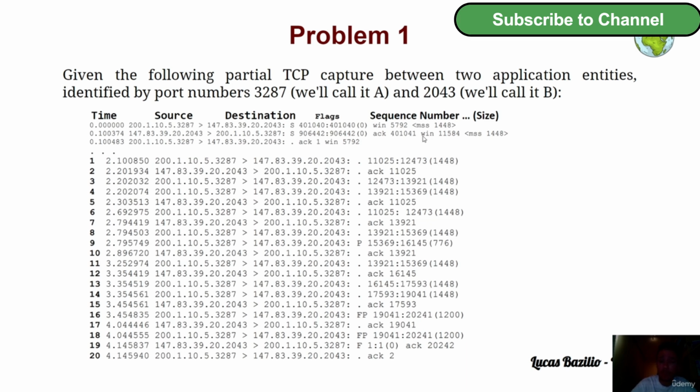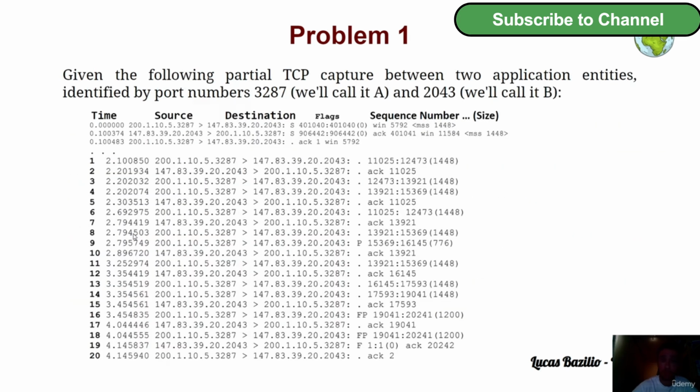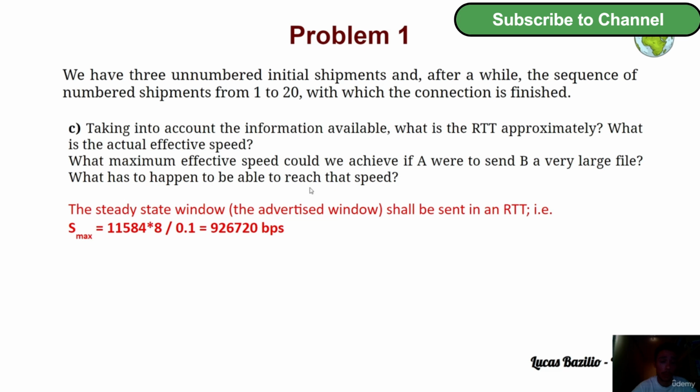Essentially, remember that we can get the value of the advertised window in here, this win. Just after the win, we have in the TCP segment this value, which is the size of the advertised window in bytes. So we need to send the steady state window, which is the same as the advertised window, in one round trip time. We can see on the TCP frame that it is 11,584. Here we have 11,584. This is the advertised window.